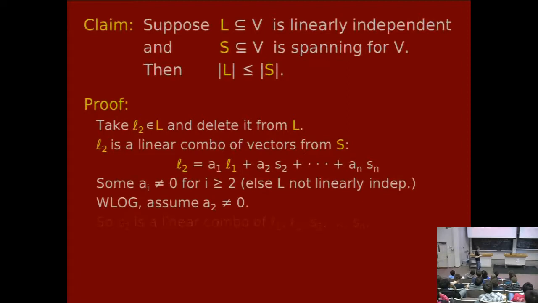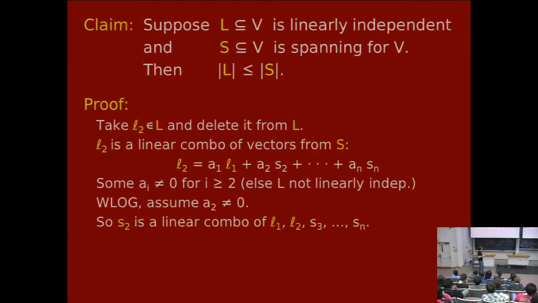And now it's going to be sort of like before. We have this equation. A2 is non-zero. Take this junk with L1, put it on the other side. Take this junk with S3 through Sn, put it on the other side. And you can also divide by A2. And you'll get that S2 is a linear combination of L1, L2, and the rest of the S's.